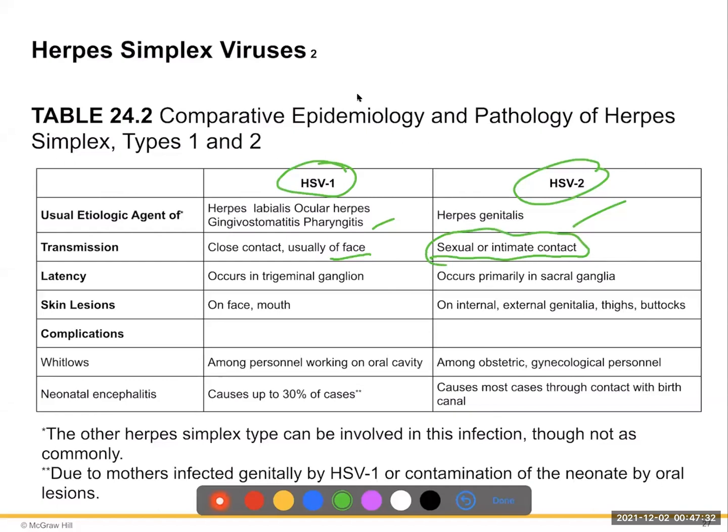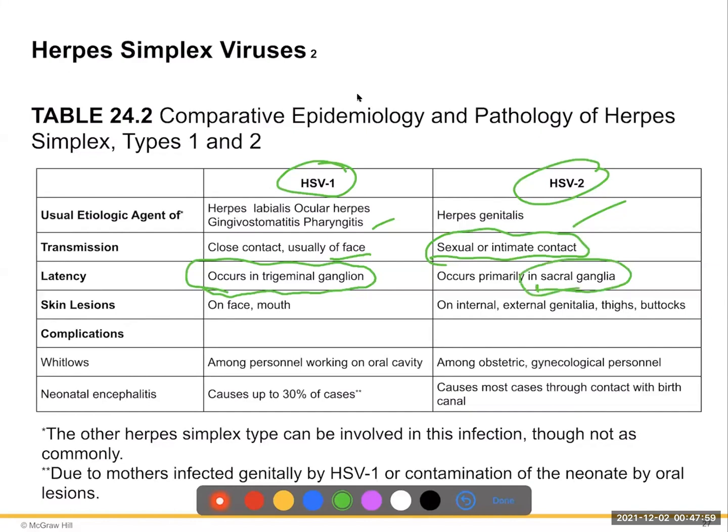The latency, where it lives, is in the trigeminal ganglion. So when it comes back out, it follows the trigeminal nerve, which comes along the branch to the mouth. It also branches up to the eye, but the trigeminal usually comes across the maxilla and then down the mandibular area. That's your trigeminal area. And this occurs in the sacral ganglia, which is into the genital area.